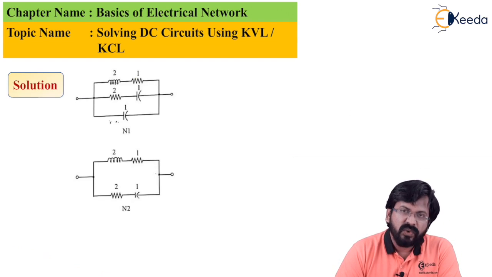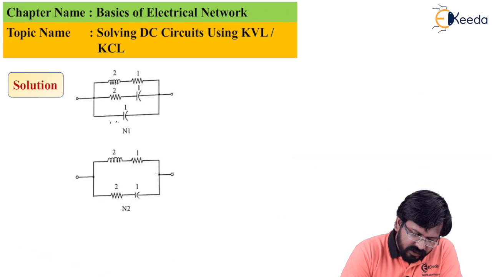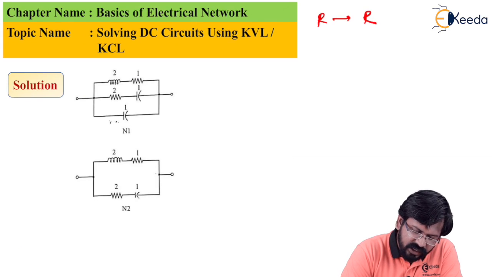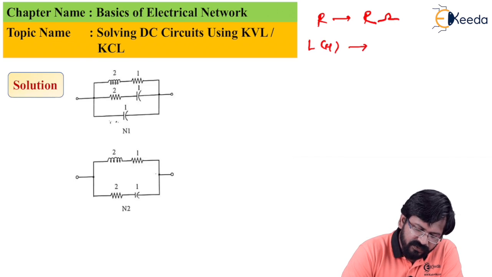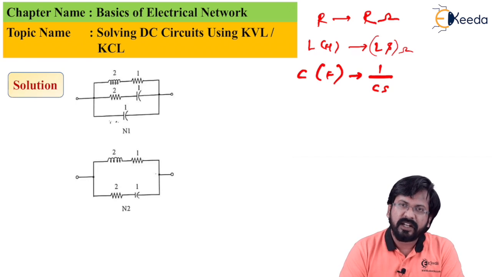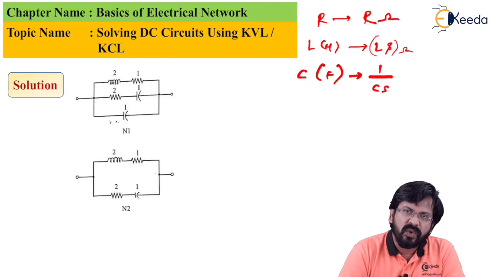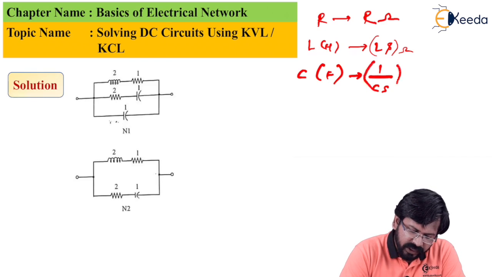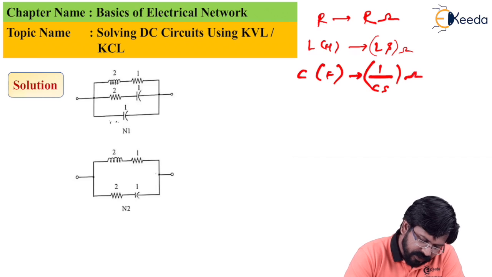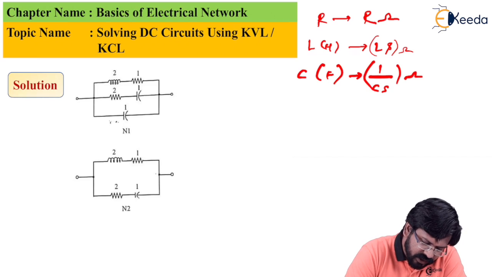Please understand, whenever you have R, you can keep R as its Laplace transform R only, having unit as ohms. When you have inductor L in Henry, after Laplace transformation it becomes Ls ohms. Whereas if you have a capacitor in farads, you can replace the capacitor as 1 upon Cs ohms. So by taking the Laplace transformation of every network, what do we get? I can represent this 2 as 2s. I can represent this 2 as 2 ohms only. This one should be replaced as 1 by s.